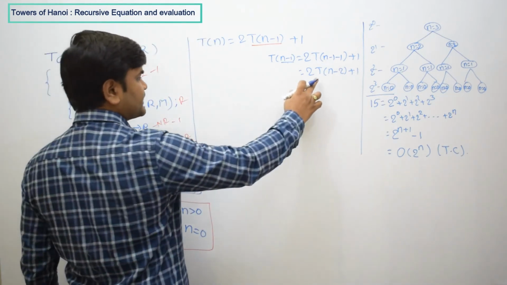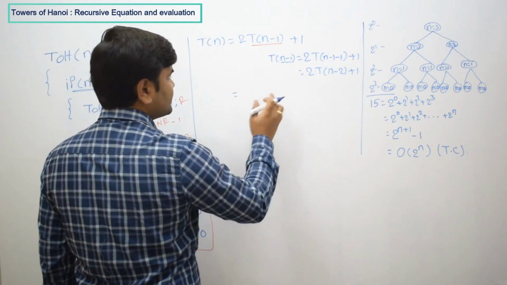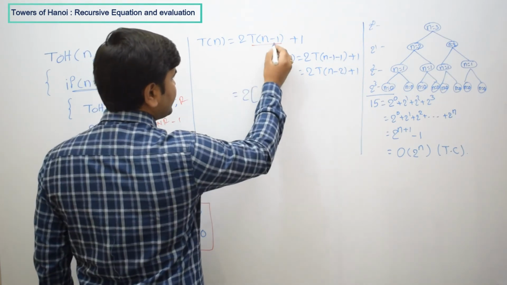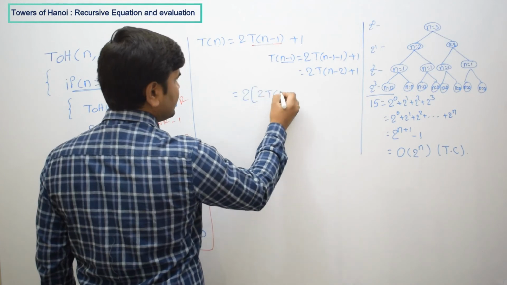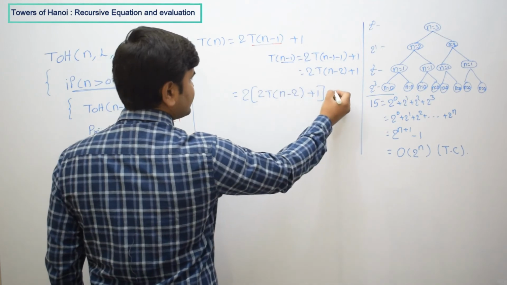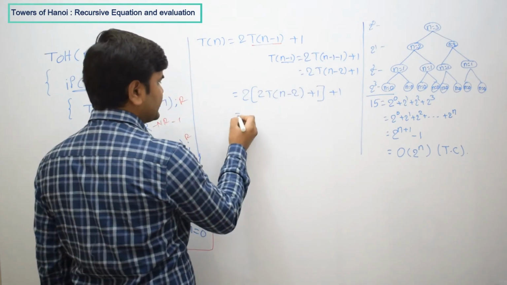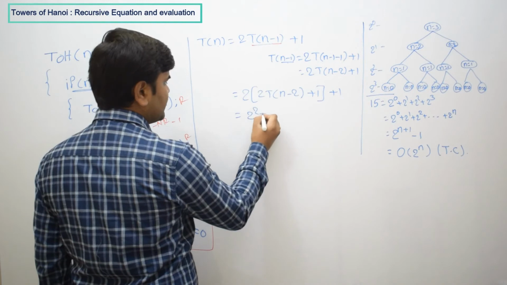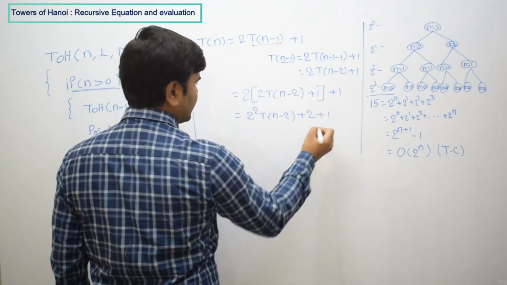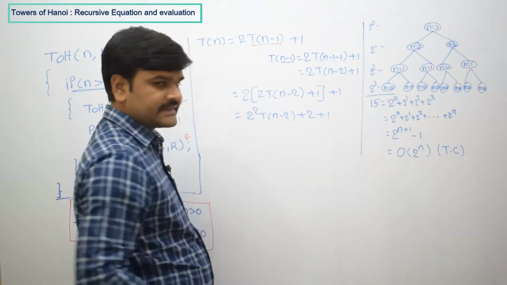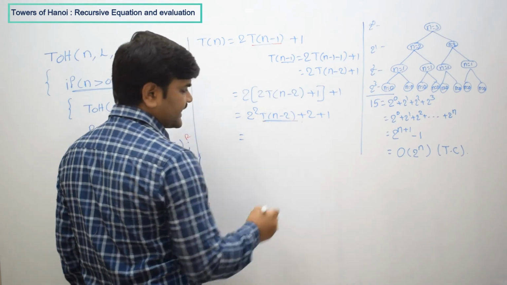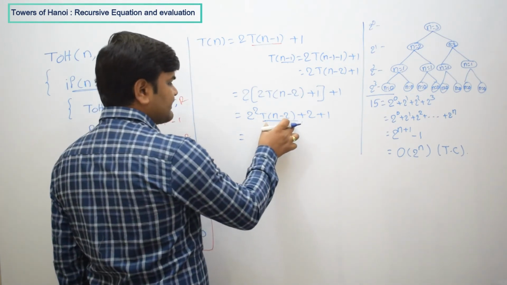So this part, substitute back in this equation. So that will become 2 times, this meaning is this one, 2T of n minus 2 plus 1, and the remaining plus 1. Now if you expand this part, 2 square T of n minus 2 plus 2 plus 1. Don't try to expand this part. Okay. Then what is this meaning?